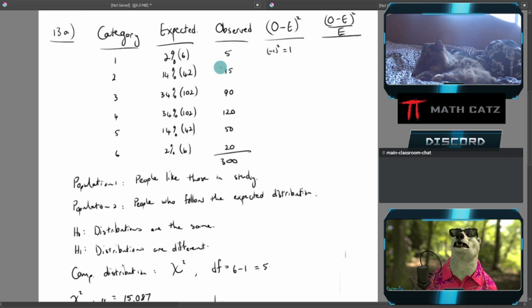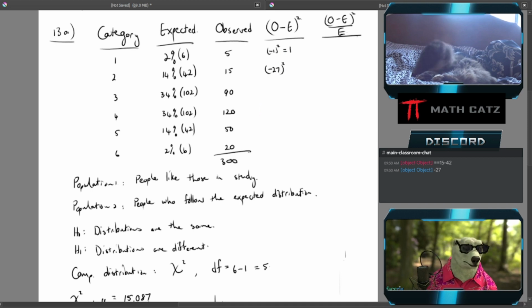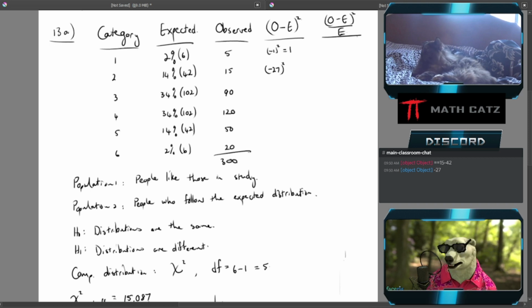Observed minus expected, that'll be a negative. Well, let's show it in the chat, sure. You don't have to do these in your head. I don't want to give you a false impression that you have to. 15 minus 42, of course, a -27. If we square that, again, you can even go back and put brackets around that and then square it. That's all good. And I get 729. And I can go on like this.